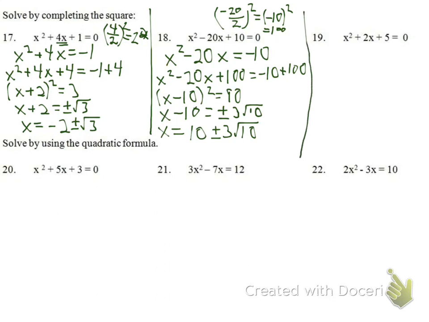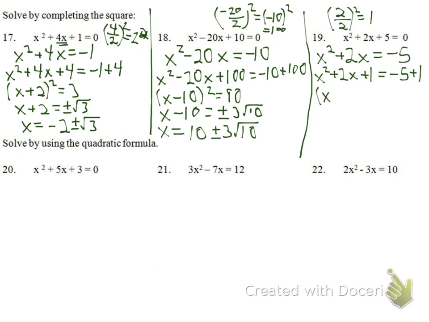Last one, 19. We get x squared plus 2x equals negative 5. I'm going to take half of 2 and square it, so that just actually becomes 1. So x squared plus 2x plus 1 equals negative 5 plus 1. We get x plus 1 squared equals negative 4.